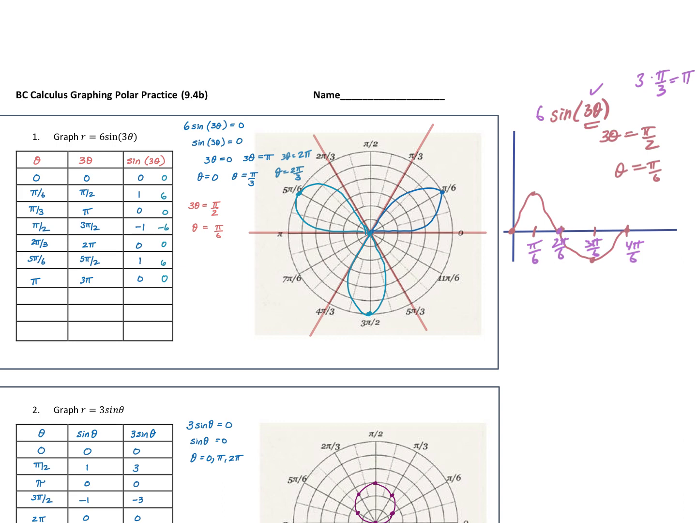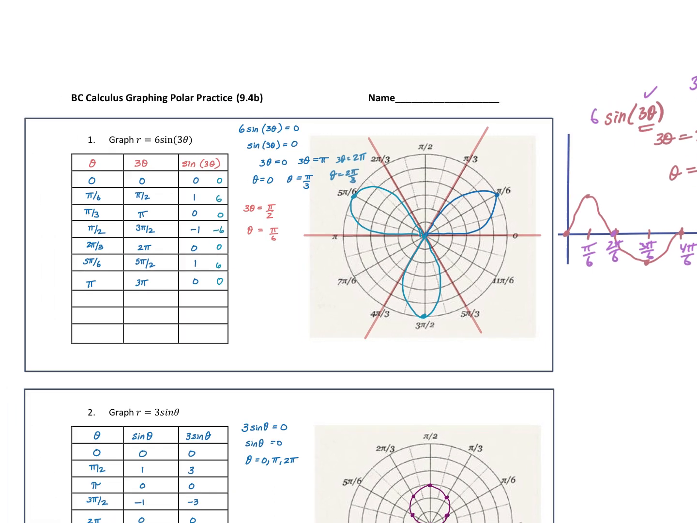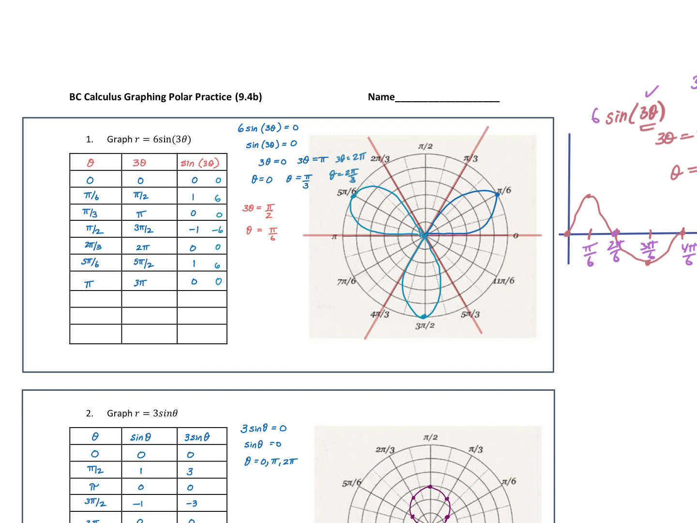So let me just kind of go over this chart here, and you pick whichever works for you. So what I would do for all of this is first figure out where the asymptotes are. To figure out where the asymptotes are, without doing the graph, we can just simply set the r equal to 0. So that's what I did here. So I set r equal to 0.